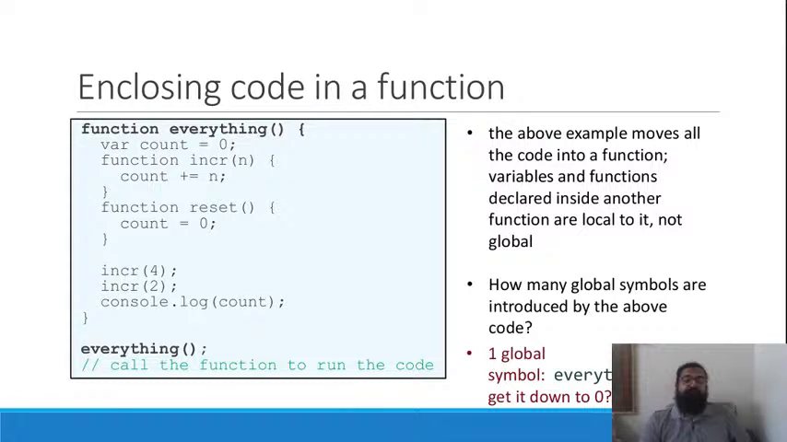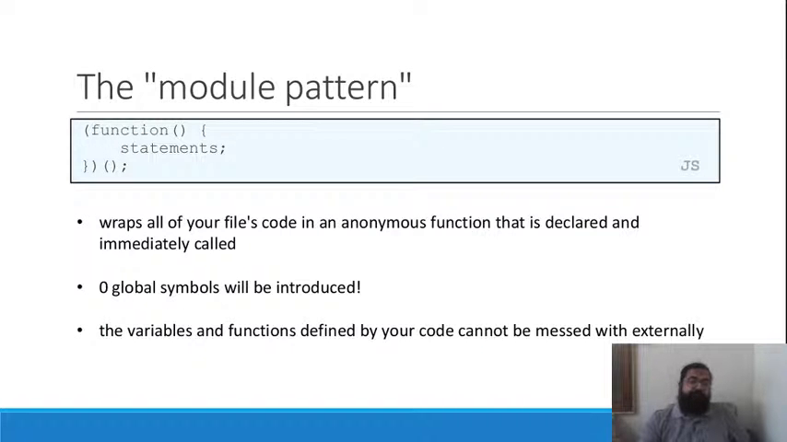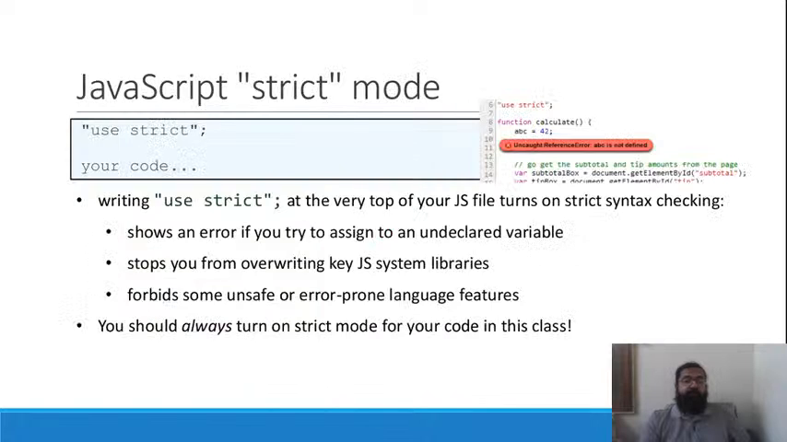And we looked at the dangers of global variables. We have seen how we can enclose everything in a single function and reduce the number of global variables from more than 1 to 1, and then how we can reduce it to 0 by using the module pattern. And we have seen how we use JavaScript strict mode also, using use strict.